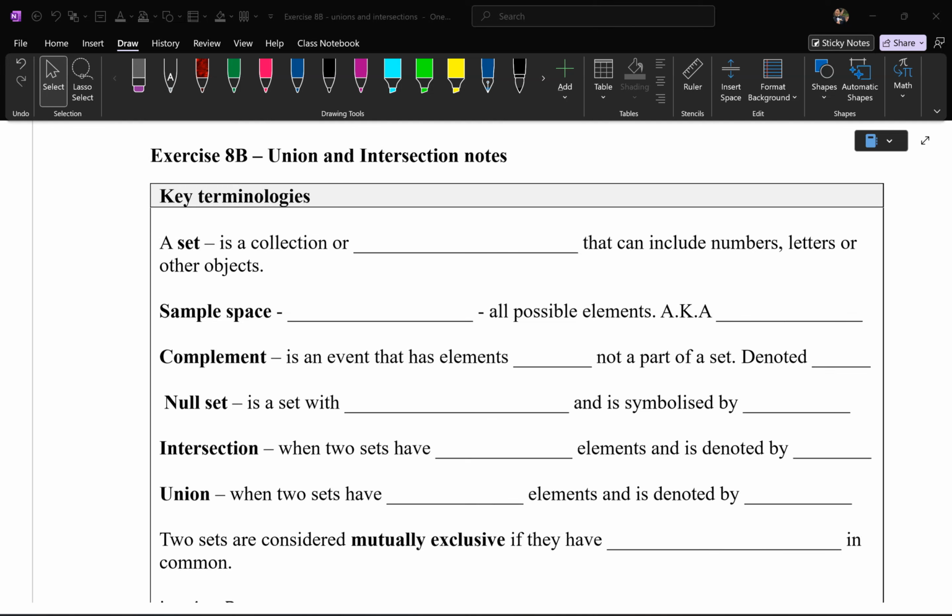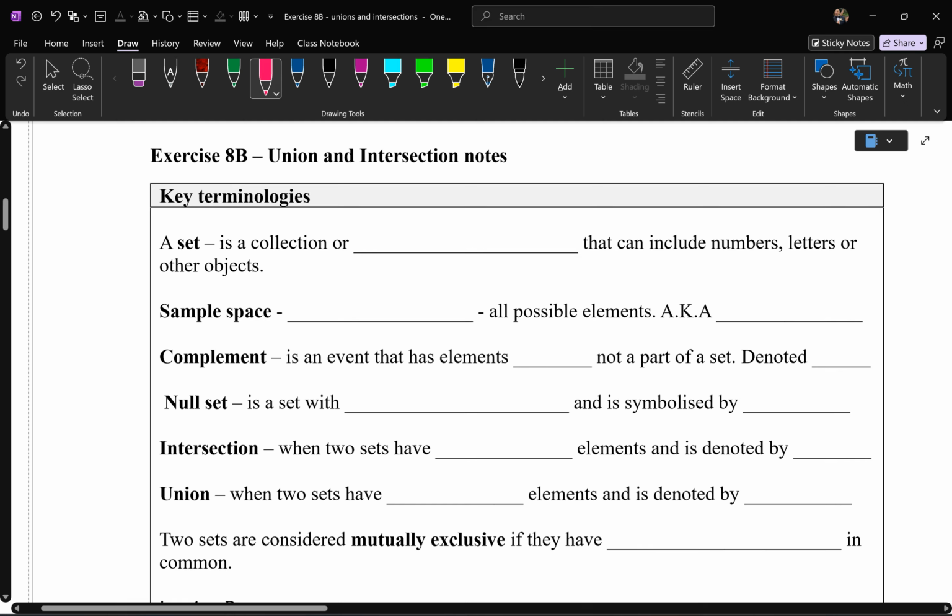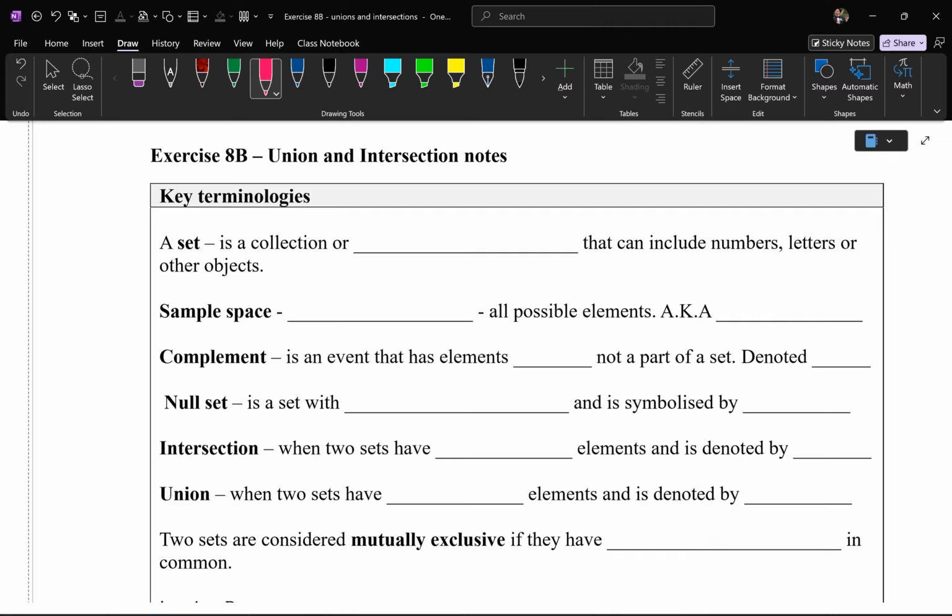Okay, today's lesson, we're going to be working on 8B, union and intersection, which usually leads into Venn diagrams and eventually two-way tables as well. Prerequisite knowledge for method stuff when it comes to probability. So here we go. Let's recap on some languages.